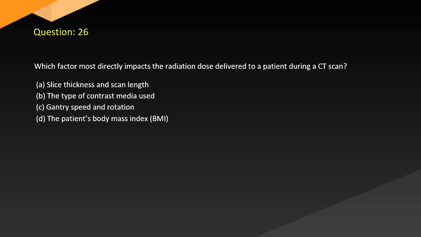Question 26. Which factor most directly impacts the radiation dose delivered to a patient during a CT scan? A. The slice thickness and scan length. B. The type of contrast media used. C. Gantry speed and rotation. D. The patient's body mass index (BMI).